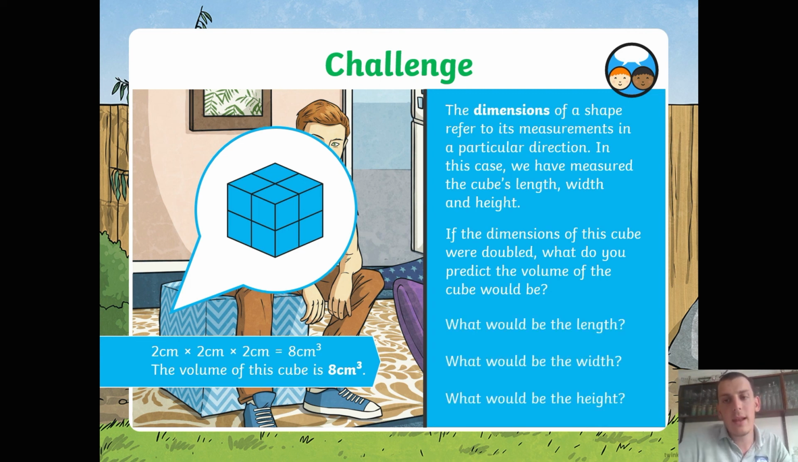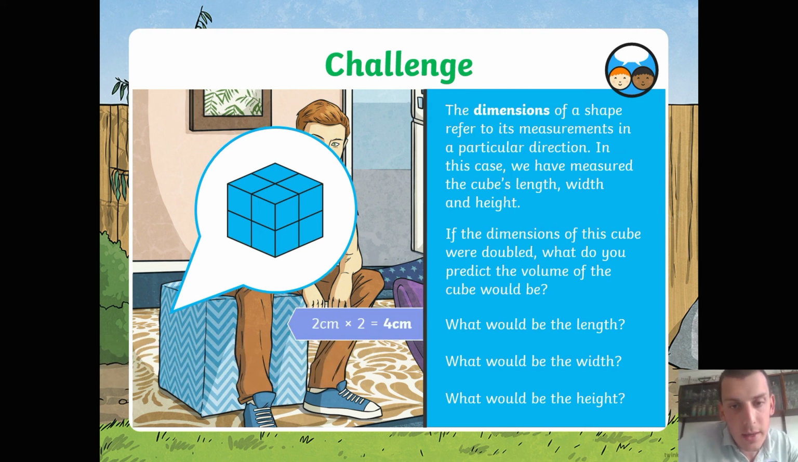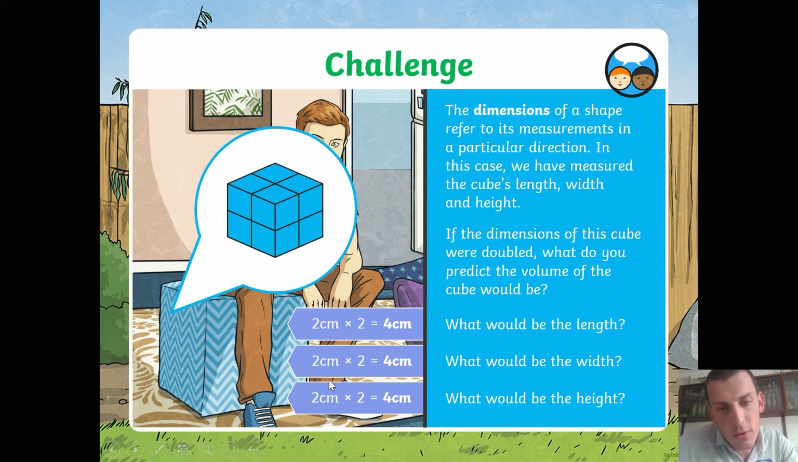Excellent. So what would the length be? What would the width be? What would the height be? Okay, so double the length would be 4 centimeters. 2 times 2 is 4. Double the width would be 4. 2 times 2 is 4. And double the height would be 4. 2 times 2 is 4.